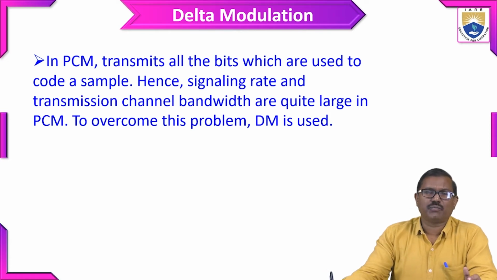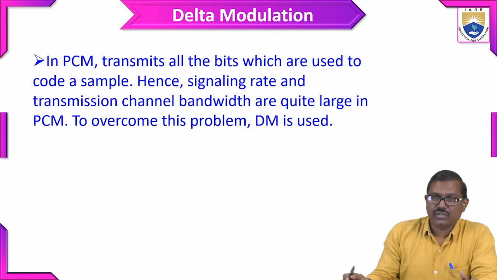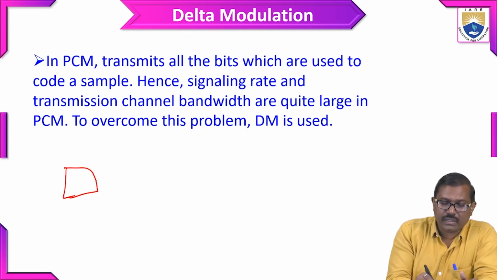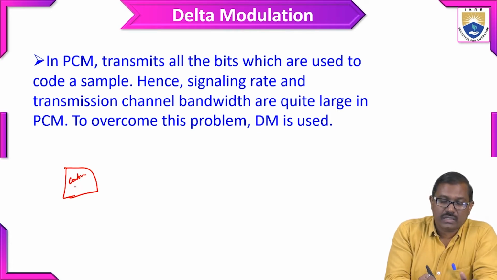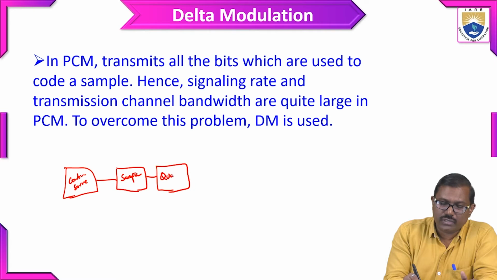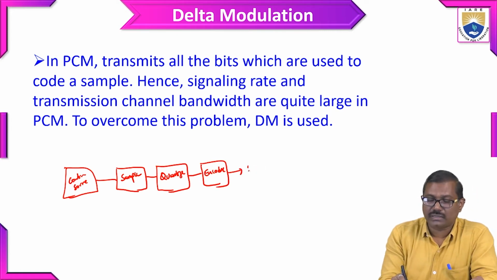So what is the structure of PCM, and why is it wasteful? Here I am giving the continuous source, and this is my sampler. The LPF is there, but the important one is the quantizer, then the encoder, and the final one is the digital output.